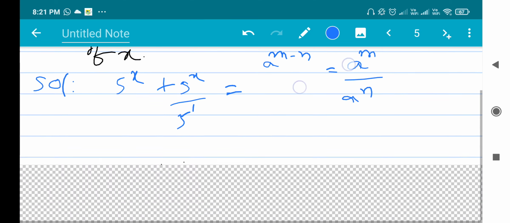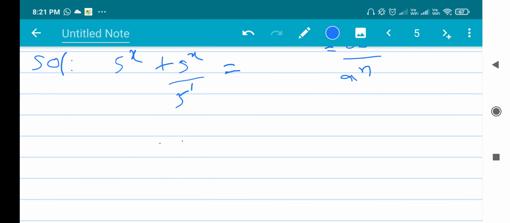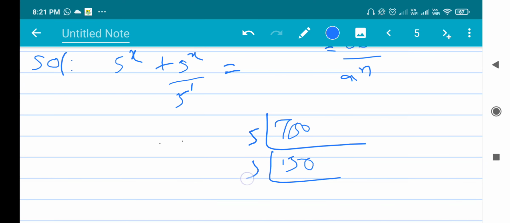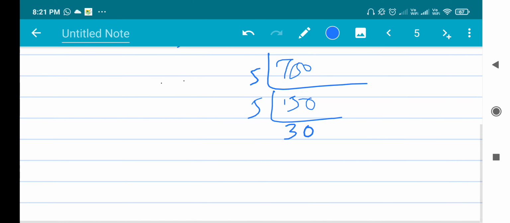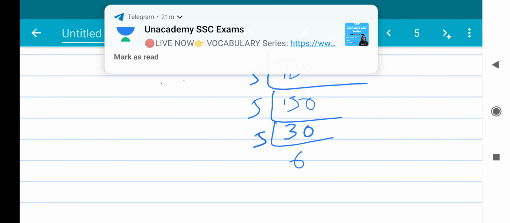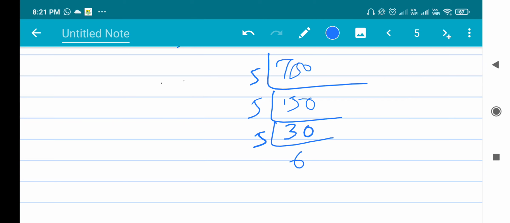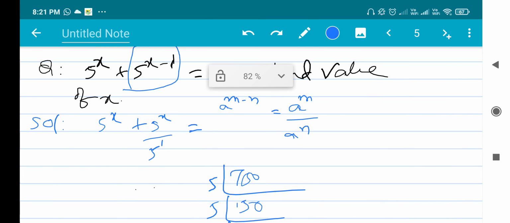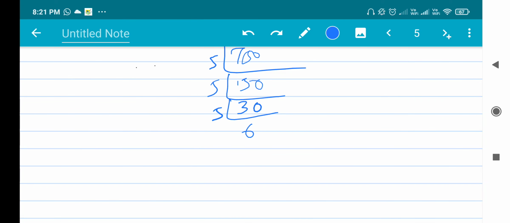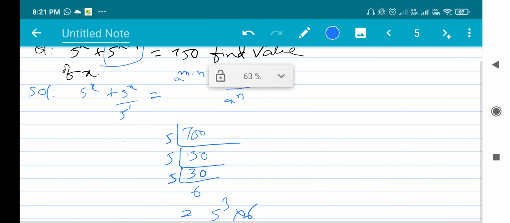Now, by taking the factors of 750 in terms of powers of 5: 5 ones are 5, 5 fives are 25, 5 threes are 15, 5 sixes are 30. So 750 is 5 to the power of 3 into 6. We write it like that here.